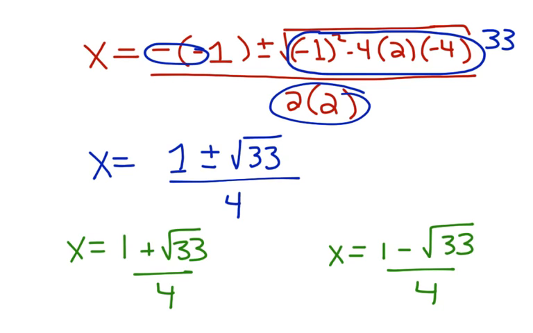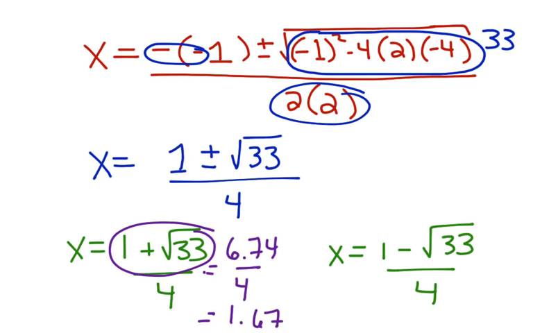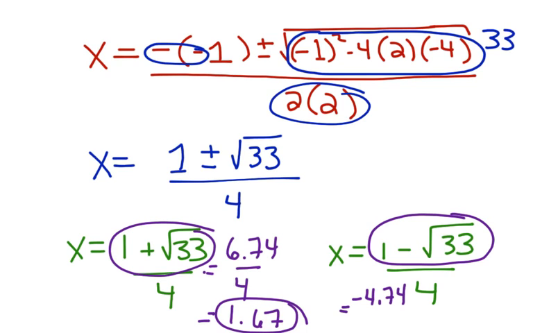Now when you type this in your calculator in order to evaluate the decimal values, I would really recommend that you first evaluate the numerator. So 1 plus the square root of 33 is about 6.74. And then you can divide. 6.74 divided by 4 is about 1.67. In the second solution, do 1 minus the square root of 33 first, and you should get negative 4.74. Then divide it by 4, and you should get approximately negative 1.19.